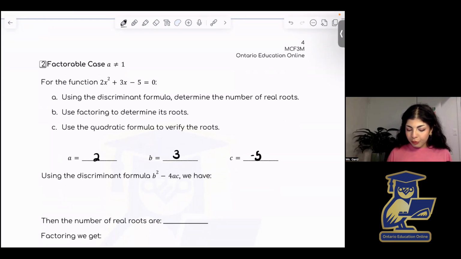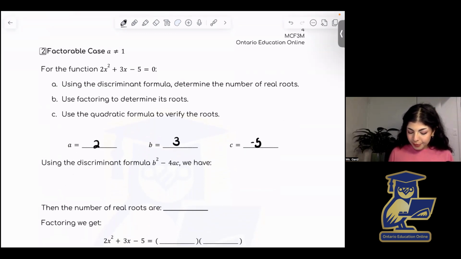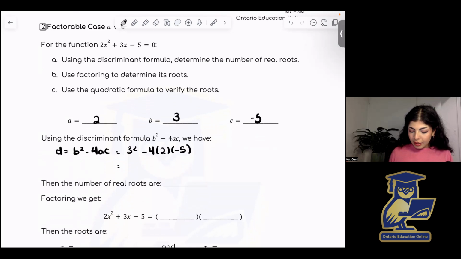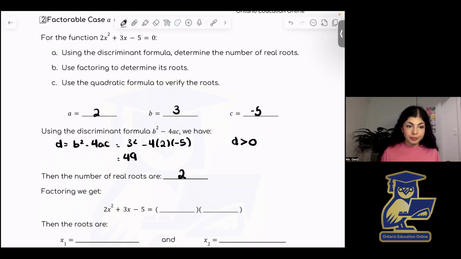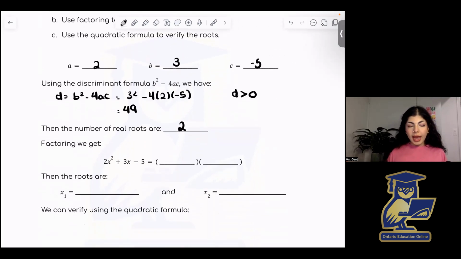So using the discriminant formula here, we are going to get D is equal to B squared minus 4AC. So 3 squared minus 4AC. And now this one is just going to be 9 plus 40, so 49. And D is greater than 0, so then the number of real solutions here are also 2. So now try factoring and find your roots, and we'll be right back.